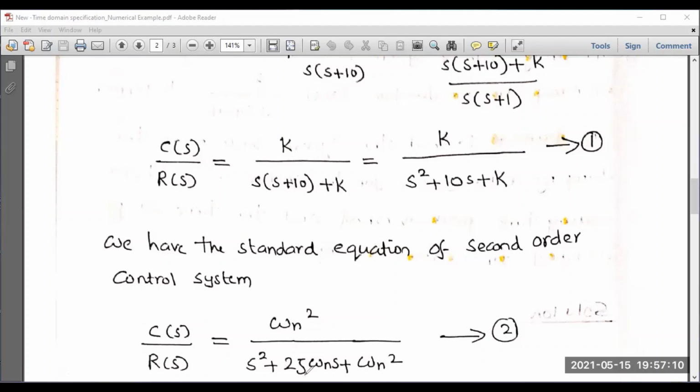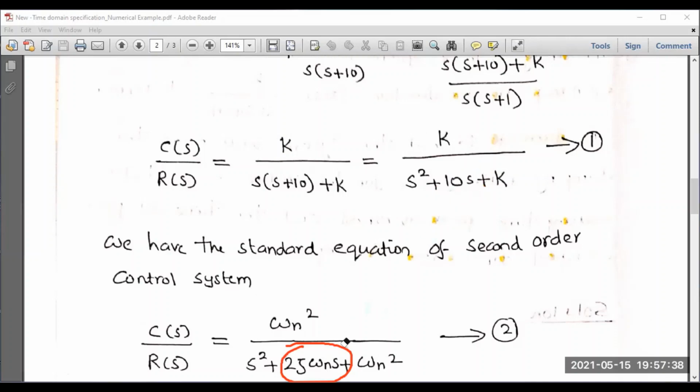So the denominator part we can compare: 2 zeta omega n s can be equated to 10s. From that I can calculate omega n, number one. Afterwards, you equate omega n square equal to k. Anyway, I'll be getting the omega n value, that means natural frequency of oscillation, from the first equation. Then if you substitute k is equal to omega n square, I'll be getting the value of k. Afterwards you can easily compute the time domain specifications.